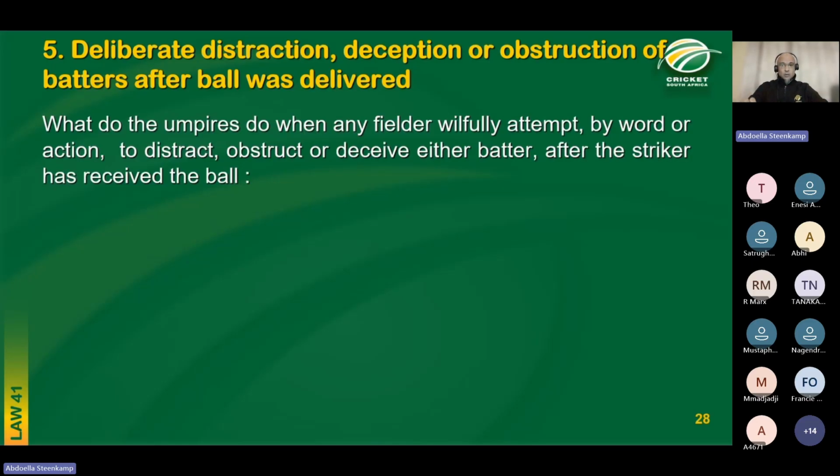And this willful attempt by any of the fielders can be by a word, one of the fielders saying something to distract or deceive or obstruct the batters, or it can be an action by any of the fielders, again a willful action. The bowler deliberately puts out a foot and trips the striker while the striker was turning for, let's say, the second run. So it needs to be willful.